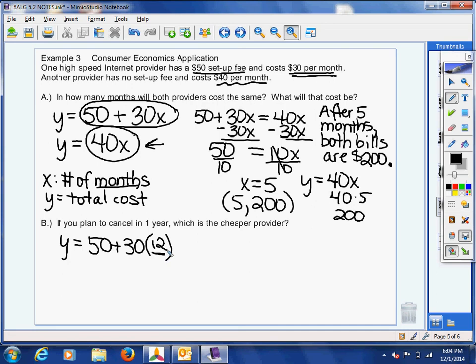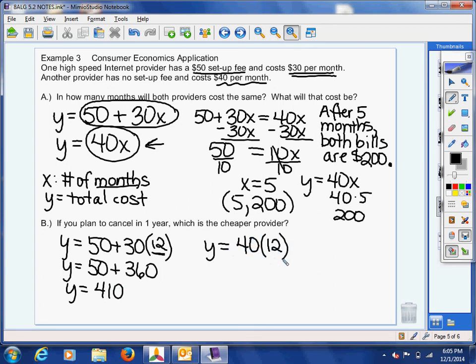Okay? So y equals 50 plus, looks like 360. And then 360 and 50, I think, is 410. So if I had that first service that had the $50 setup fee, $30 a month, it's going to cost me $410 after a year. So let's look at the second one.